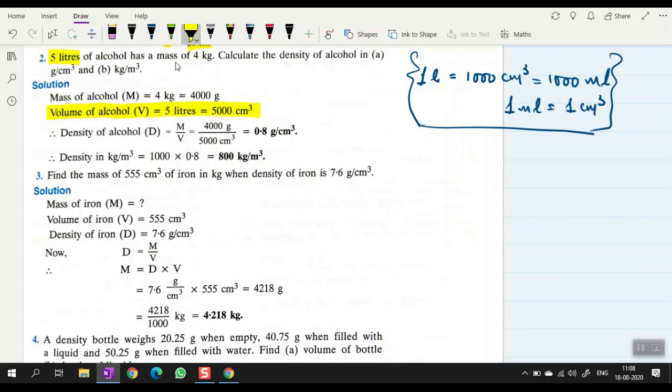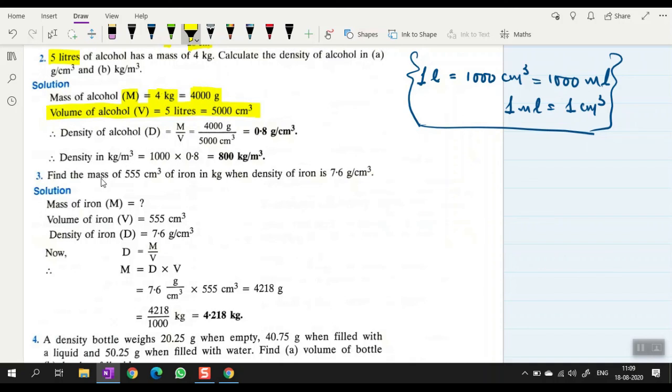5 liters of alcohol has a mass of 4 kg. So mass is 4 kg. See, they have quickly converted this mass into grams. Why? Because volume is also converted into centimeter cube. So we want to keep all the units in CGS system so that the density comes out to be in proper CGS or SI system. Okay, so we convert this mass 4 kg into grams.